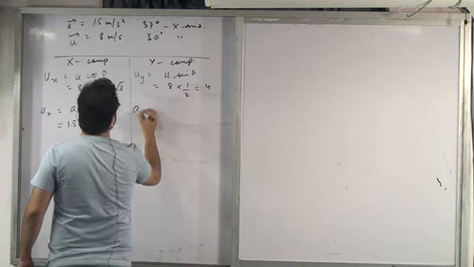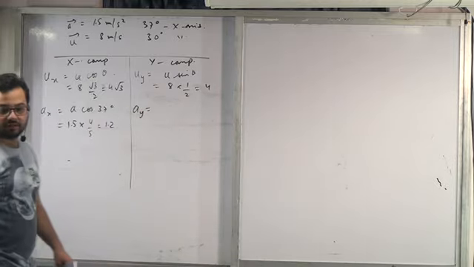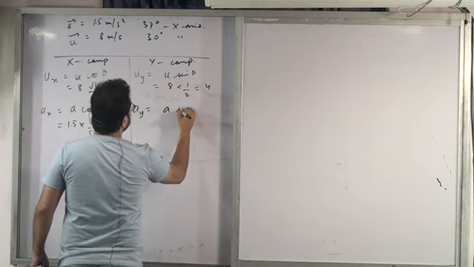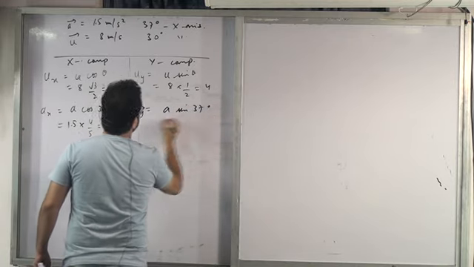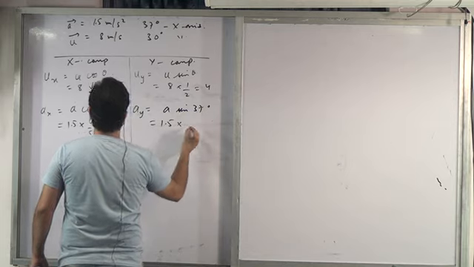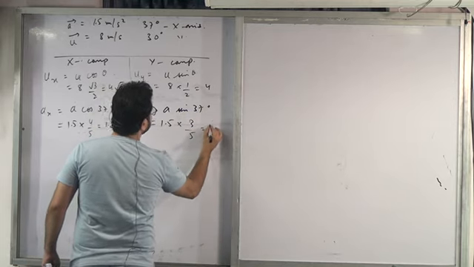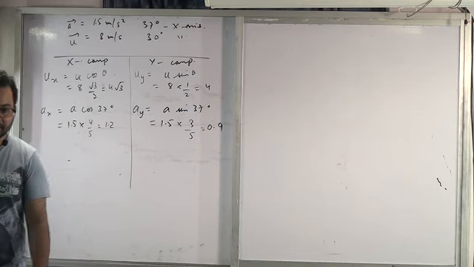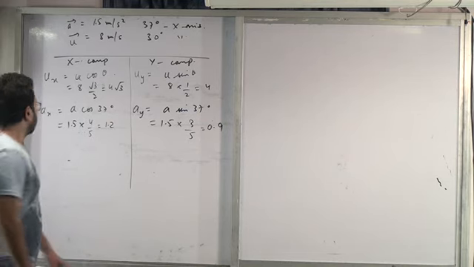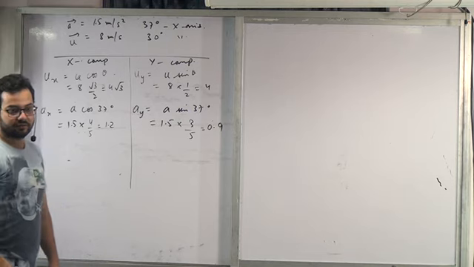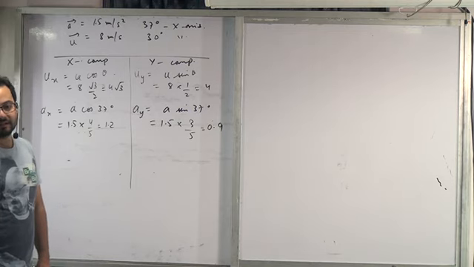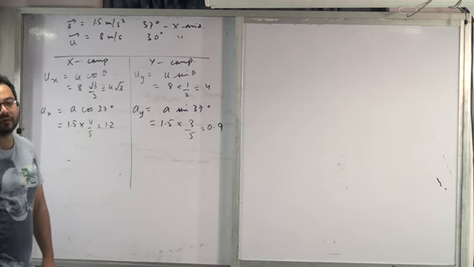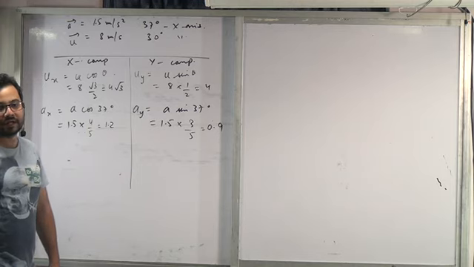What will be the y component of the acceleration? Y component of the acceleration would be a sin 37 degree. So that is 1.5 into sin 37 degrees, which is 3 by 5. So that will be 0.9 meter per second square. Is that right? Okay. Now what do I need? I need the position and the velocity.